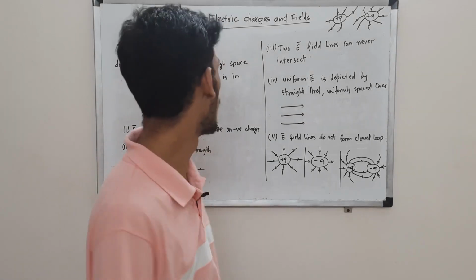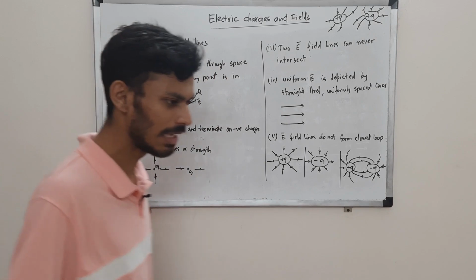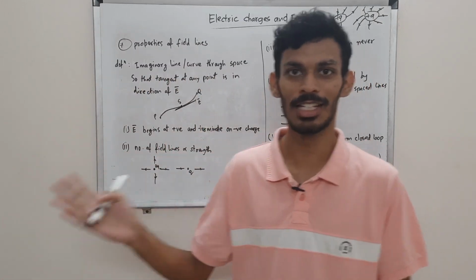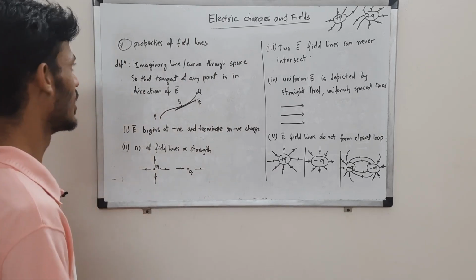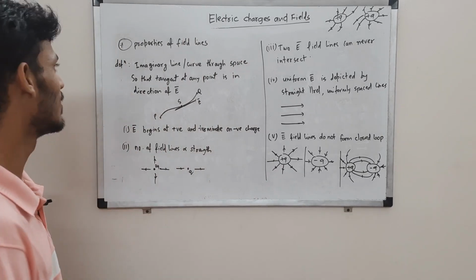Section number 7, which is properties of field lines. Actually there are only 11 sections. At the start of the chapter I think I told you 15, but there are only 11, which means we are nearing the end of this chapter. And yes, it was that quick.